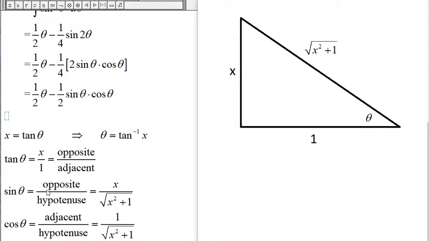Sine of theta is opposite over hypotenuse. So the sine of this angle will be x over the square root of x squared plus 1. Cosine is adjacent over hypotenuse, so it's going to be 1 dividing by the square root of x squared plus 1.